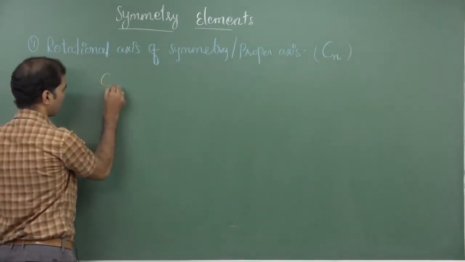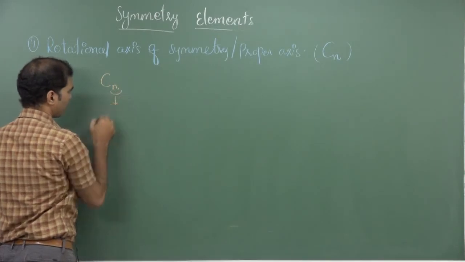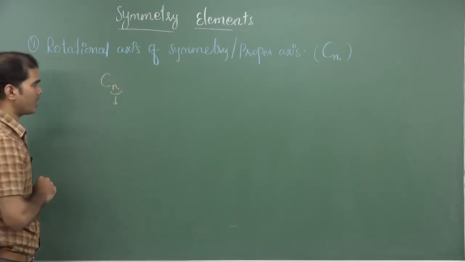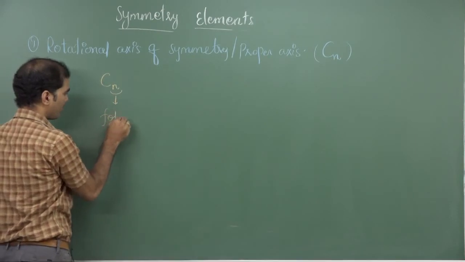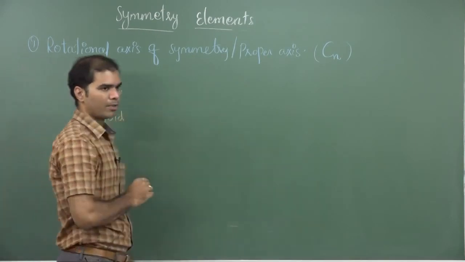In this Cn, we see an alphabet N. What does this N indicate? It will indicate fold. And what does this fold mean?